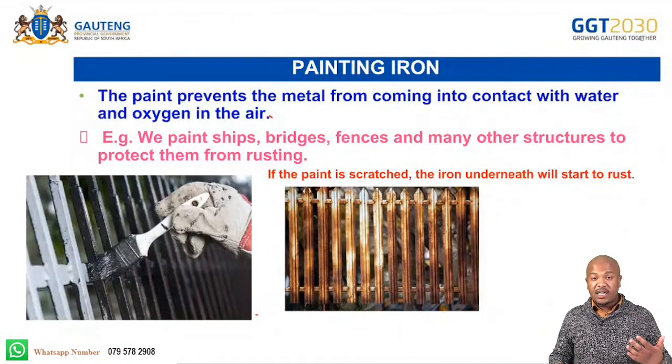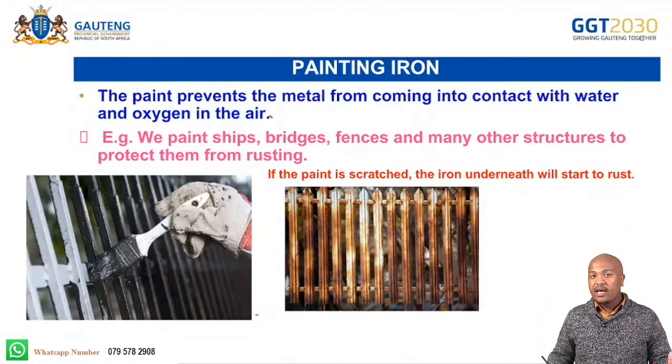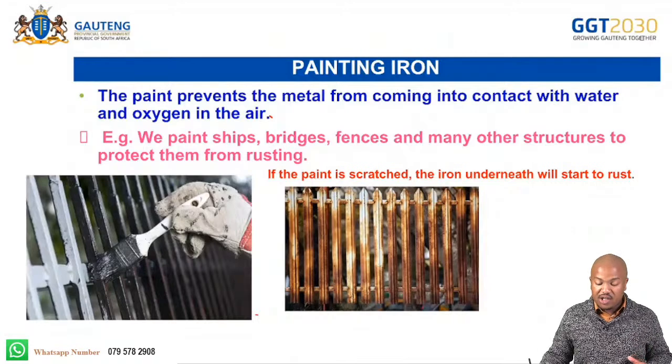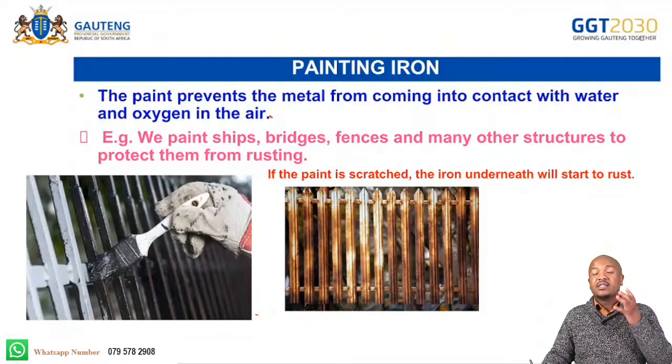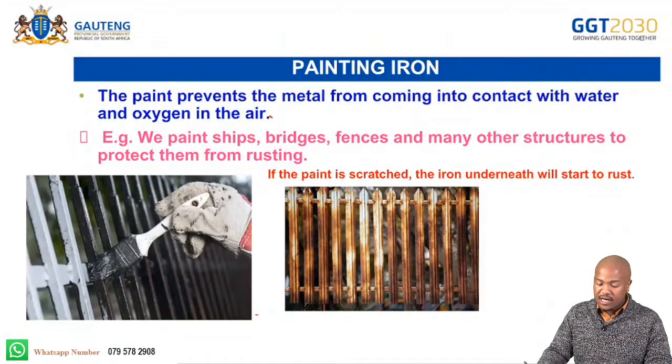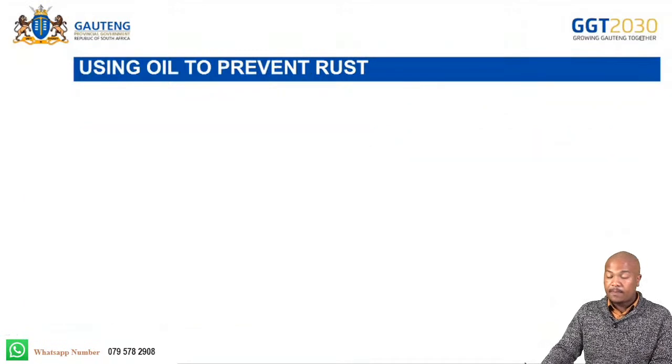So if not painted, what is going to happen? The iron is going to easily come into contact with oxygen and water, then it starts to rust, right? And also, as time goes, if the paint starts to be scratched, the iron is vulnerable now, right? It starts to react with the oxygen and also the water and starts to rust.